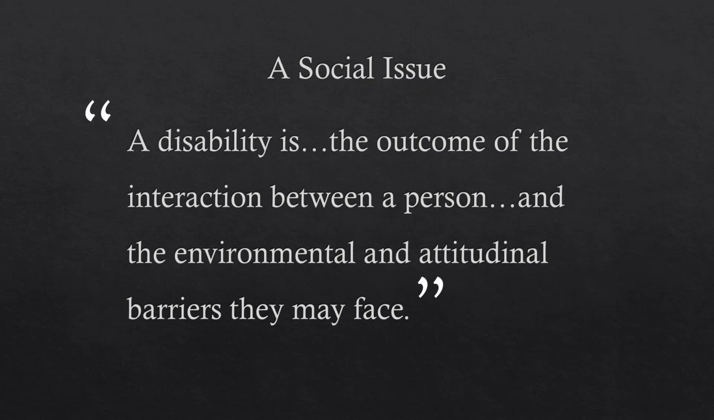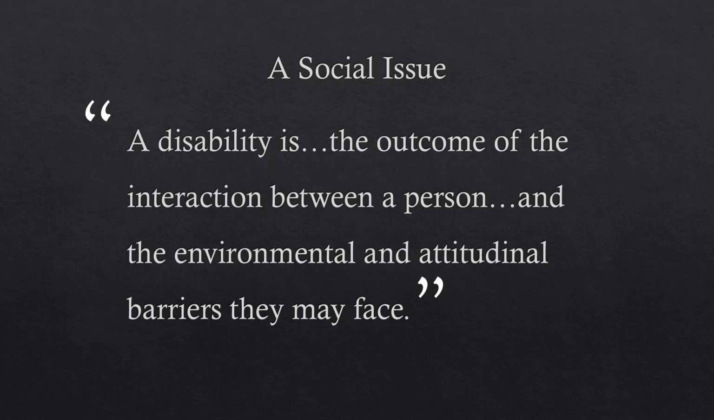Now, we looked at one definition of disability, but here's another one which I prefer: that a disability is the outcome of the interaction between a person and the environmental and attitudinal barriers they may face. And this really summarizes the social model of disability, in that people are disabled through their environment, and that changes can be made to their environment to make it more accessible for them.